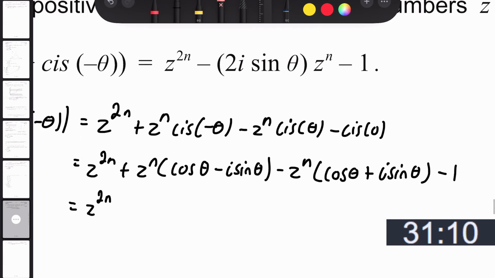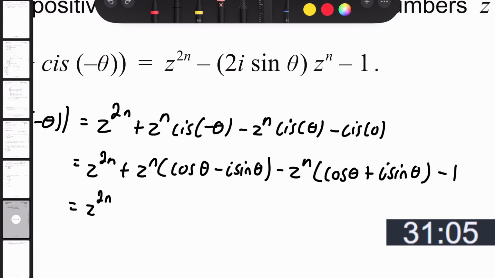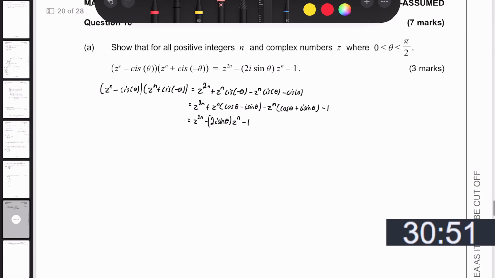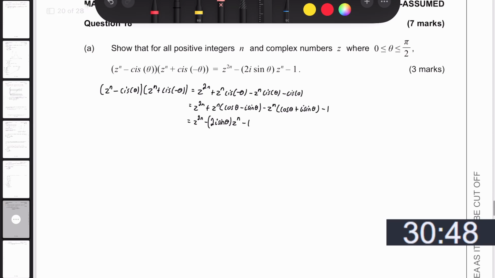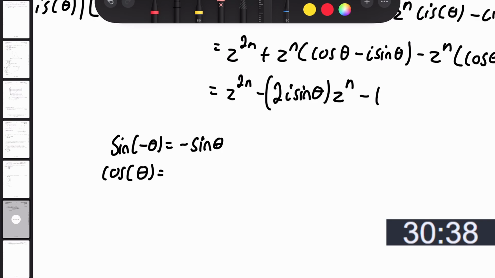So then this is Z of 2n plus, so let's see, we have a plus cosine and minus cosine, so they cancel, and then a minus I sine and a minus I sine. So minus 2I sine of theta Zn minus 1. That's exactly what they want. So yep. And then I'll say here sine of negative theta is negative sine of theta, and cosine of negative theta will equal cosine of theta.